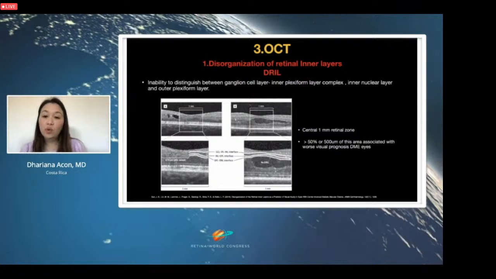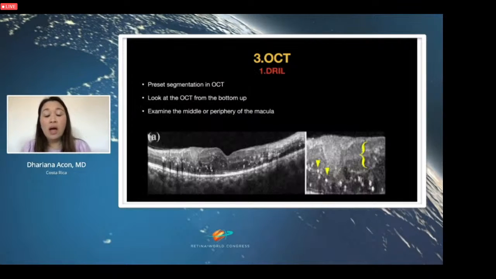It is important that we measure this in the one central millimeter retina zone. When the patient has more than 50% of this area affected, this is usually associated with worse visual prognosis in these patients. Some tips to try to identify these cases: you can preset the segmentation in OCT, and look at the OCT from the bottom up and examine the middle or periphery of the macula, so you can follow all the layers. In the bottom right, you can see another example of DRIL.